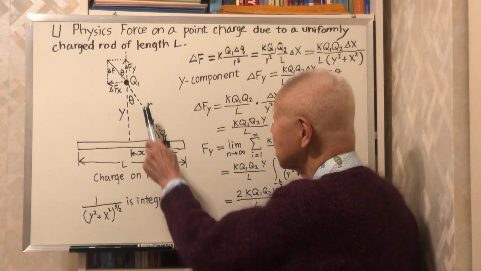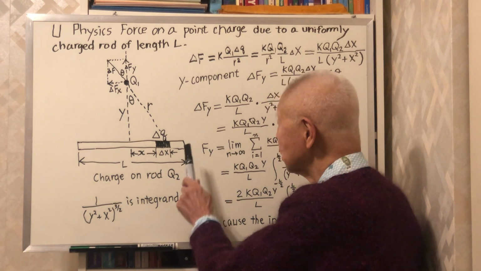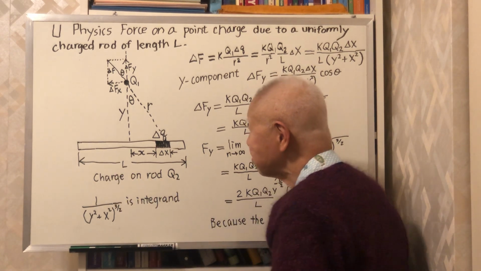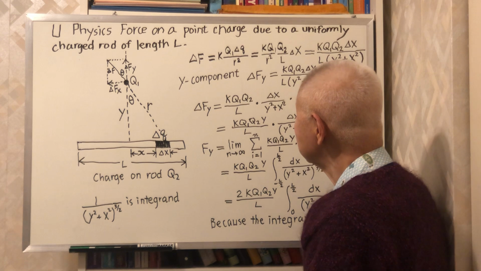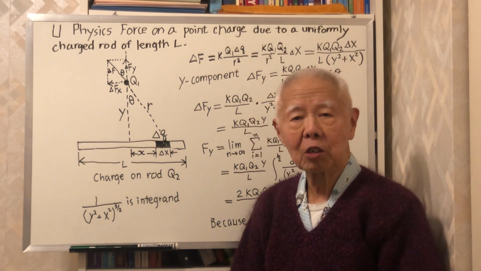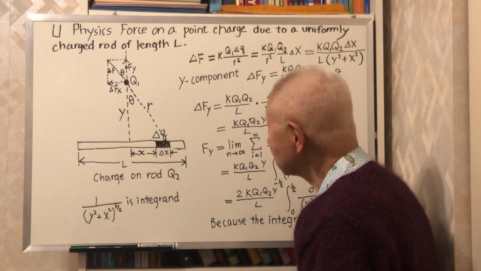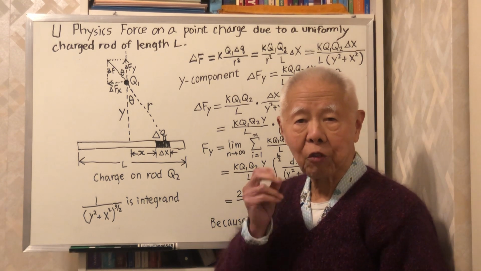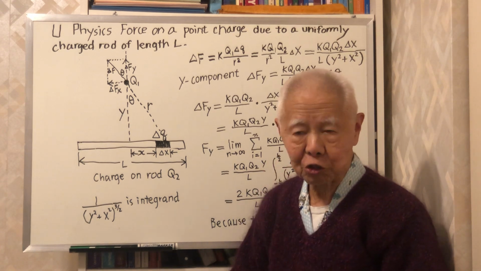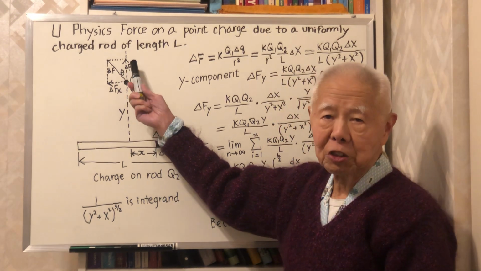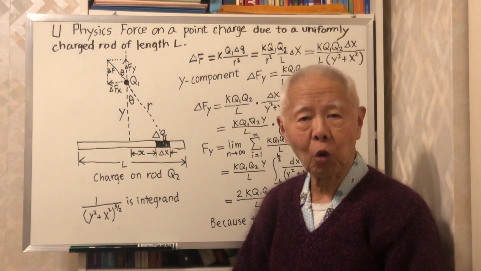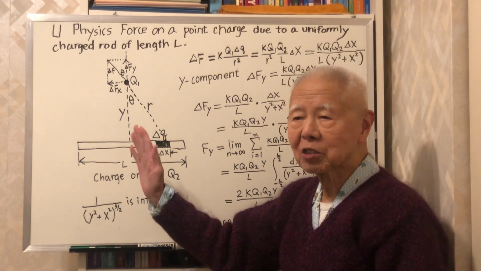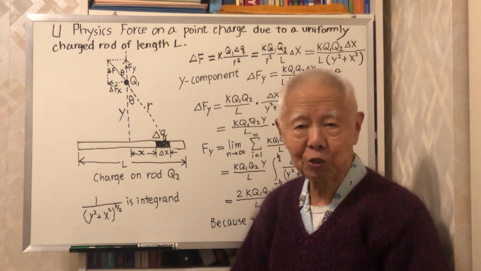What is the force on Q1 due to the charge Q2 over the rod? We start with Coulomb's law. But Coulomb's law is a formula for the force between two point charges. I now have one point charge, but the other one is a rod. So I cannot use Coulomb's law for a rod. So I need to divide the rod into many small parts.